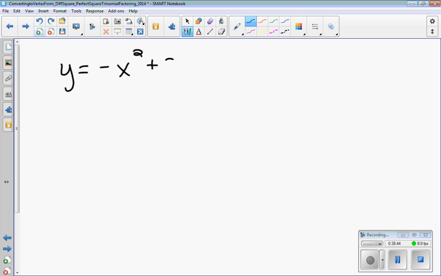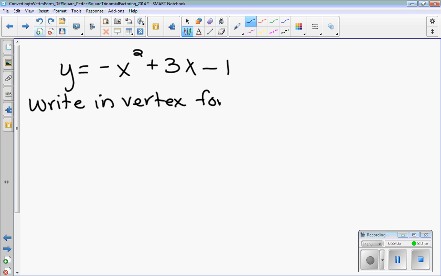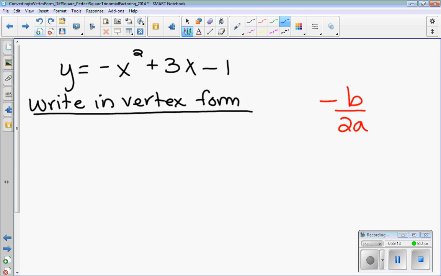I want us to write this in vertex form. What form is it in right now? Standard form. So we're going to write it in vertex form. When it tells me that, that's your clue that you're going to use the formula negative b over 2a. So I have to identify what a, b, and c are.